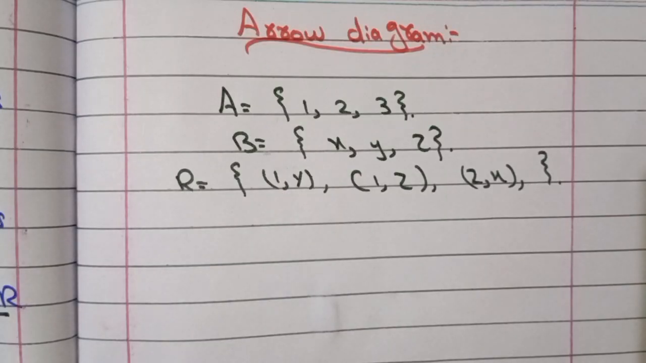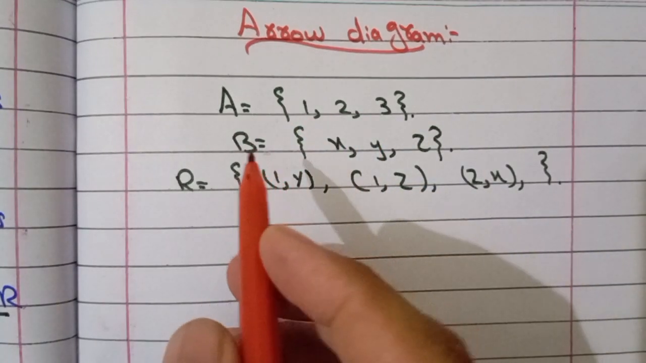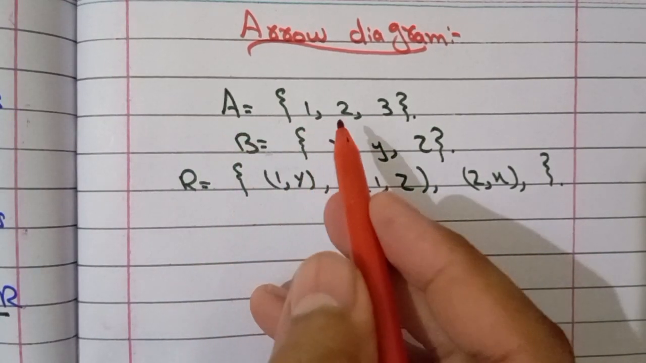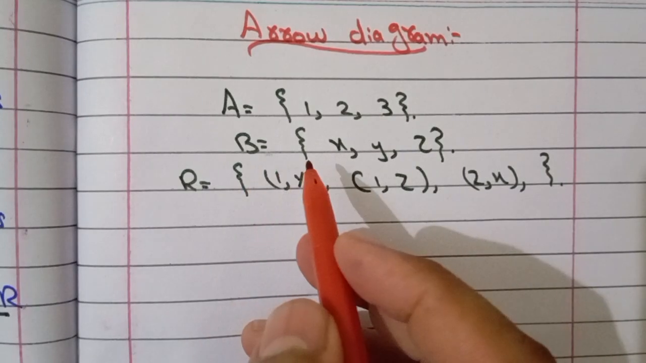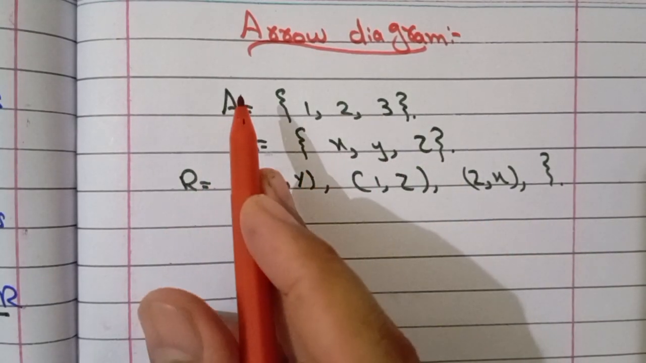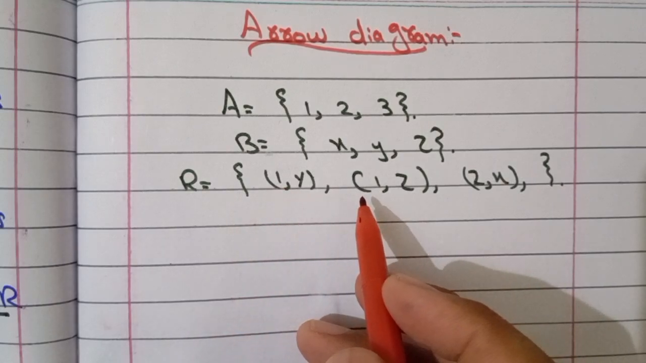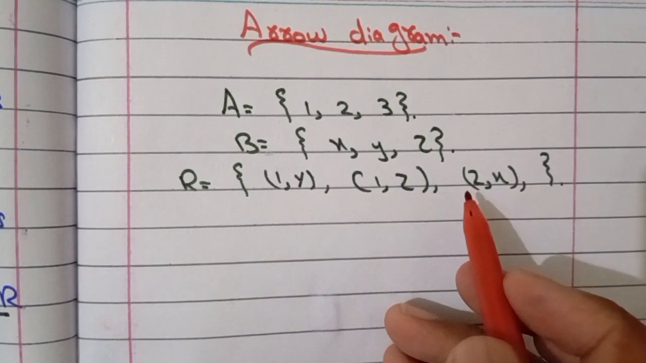Now the second way to visualize the relation R is an arrow diagram. So consider an example: set A which contains the elements 1, 2, 3 and set B which contains the elements x, y and z. And consider a relation R from A to B which contains the elements (1,y), (1,z) and (2,x).